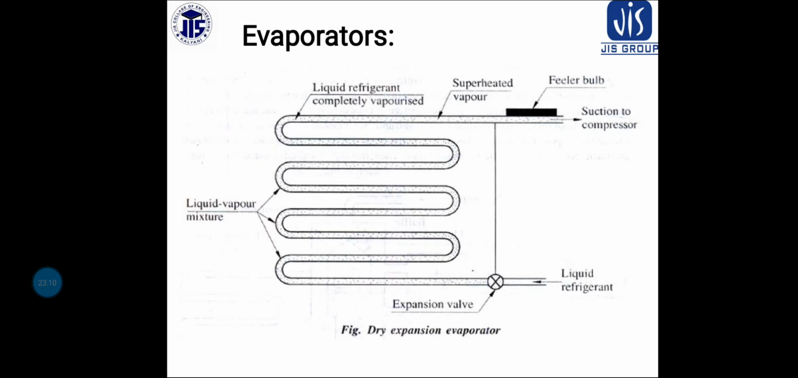Okay, how is it operating, how is it working in a dry expansion evaporator? The amount of liquid refrigerant fed into the evaporator is limited so that it can be completely vaporized by the time it reaches the end of the evaporator. The expansion device feeds the evaporator at such a rate that the whole of the refrigerant gets gradually vaporized by the time it reaches the end of the coil.